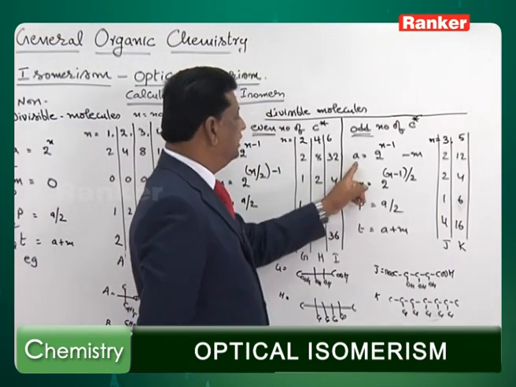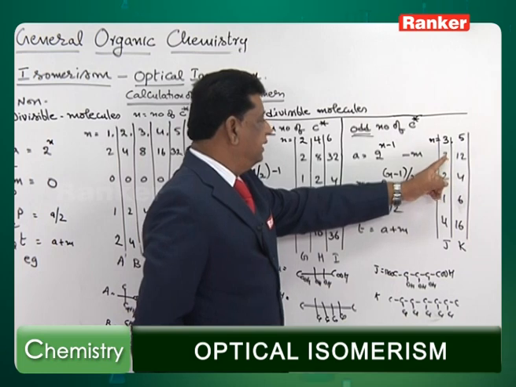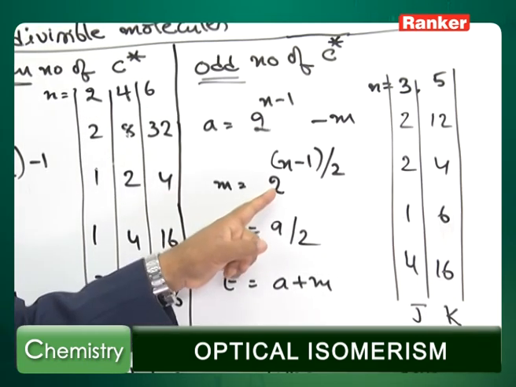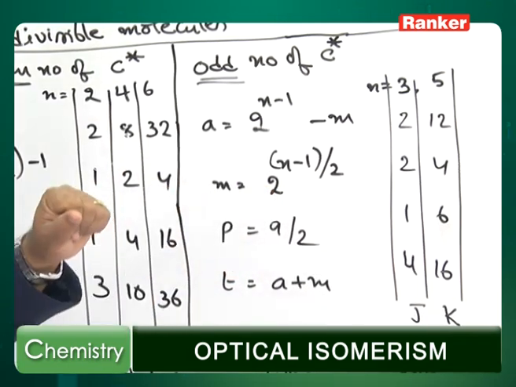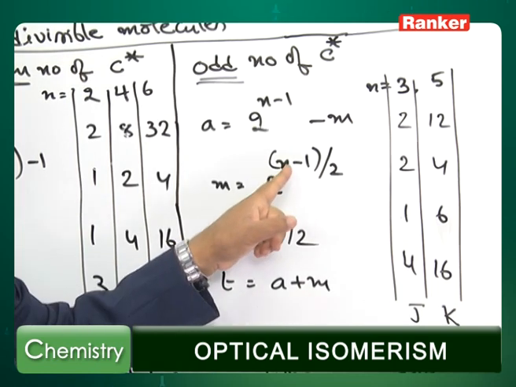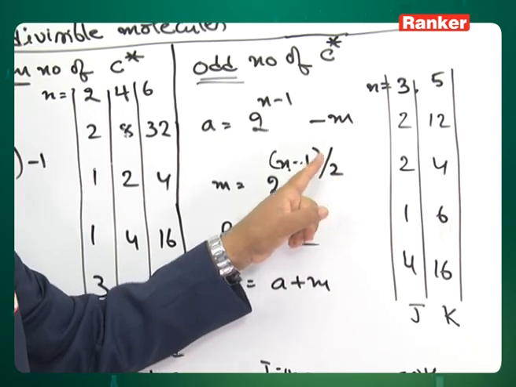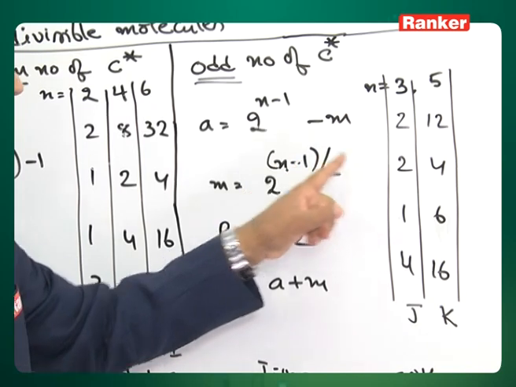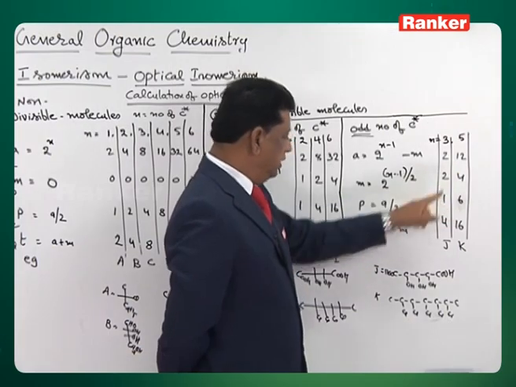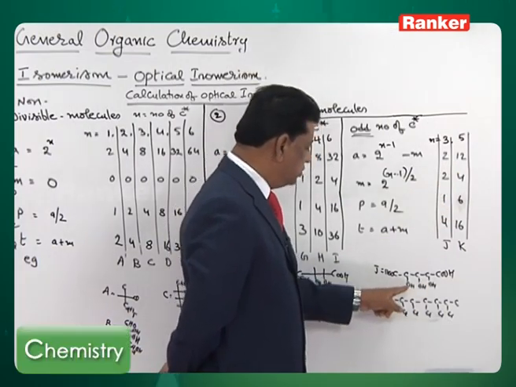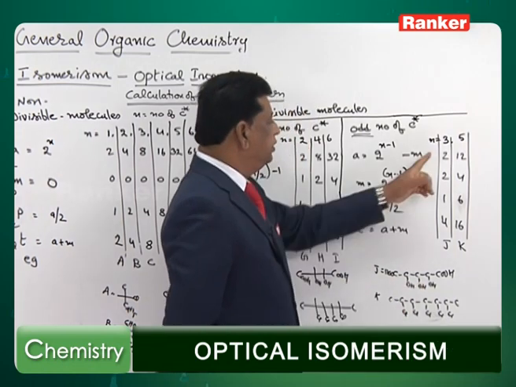So like this, for example, chiral carbons are 3. First calculate the meso compounds. Meso compounds are 3 minus 1, 2, 2 by 2 is 1, 2 to the power of 1 means 2. 2 meso compounds will come for this compound. And the 2 active members.